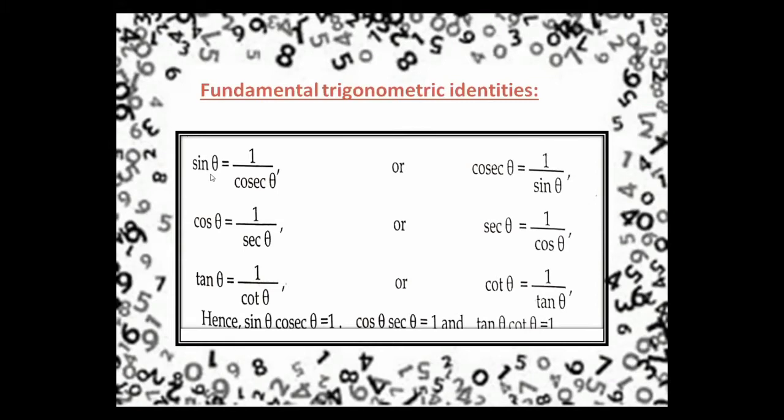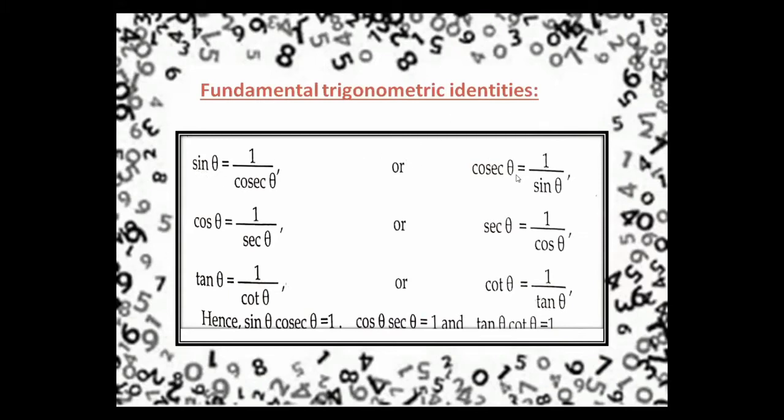First of all, the 6 basic ratios of trigonometry are sine, cos, tan, cosec, sec and cot. And sine is the inverse of cosec, cos is the inverse of sec, tan is the inverse of cot. So we may write sine theta is equal to 1 upon cosec theta. Theta is a Greek letter. Sine and cosec are inverse of each other.